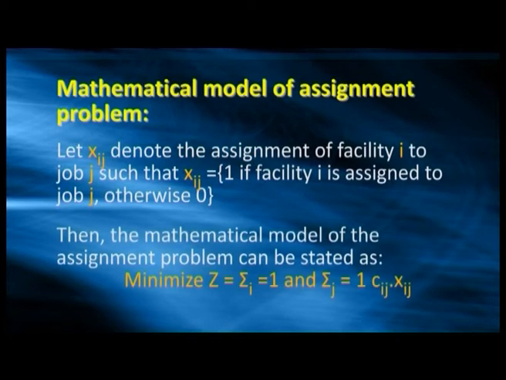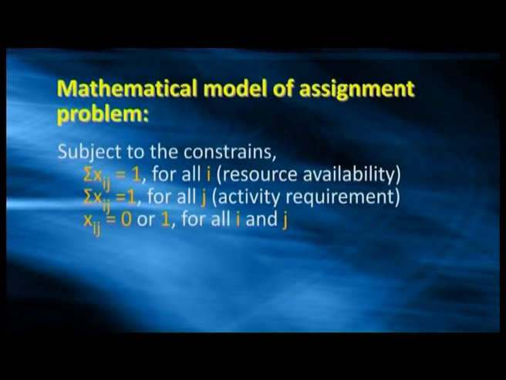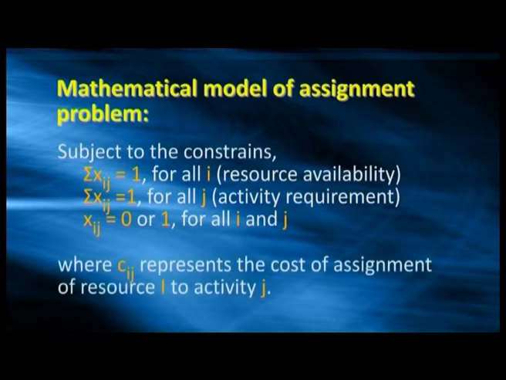Then, the mathematical model of the assignment problem can be stated as: minimize Z equals summation over i equal to 1 to n, summation over j equal to 1 to n, Cij into Xij, subject to the constraints summation of Xij is equal to 1 for all i, summation of Xij is equal to 1 for all j, and Xij is equal to 0 or 1 for all i and j, where Cij represents the cost of assignment of resource i to activity j.